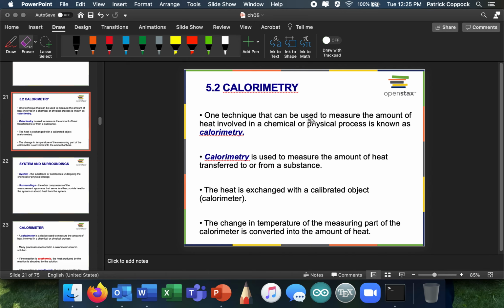Okay, so now we're going to talk about ways that we measure the heat exchanges that we've been talking about in previous conversations. And one really valuable method for us is calorimetry. Calorimetry is used to measure the amount of heat transferred to or from a substance. The heat is exchanged with the calibrated object, which we're calling a calorimeter, which we'll define in a couple slides. The change in temperature of the measuring part of the calorimeter is converted to heat.